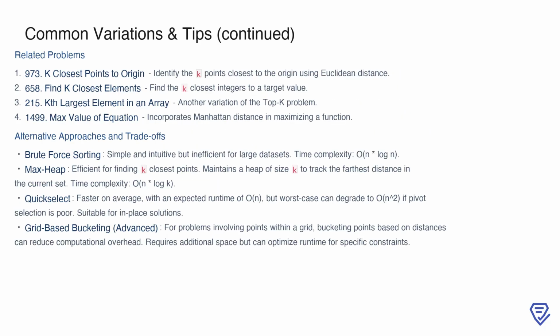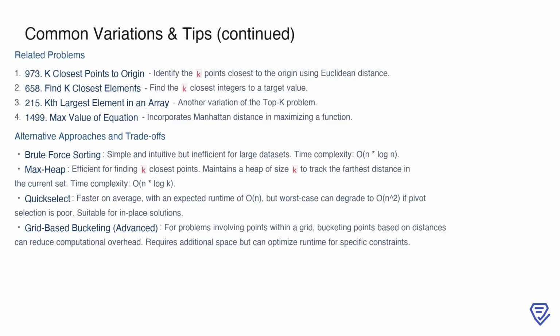This problem shares similarities with other well-known LeetCode problems. For example, in problem 973, k closest points to origin, you identify the k points nearest to the origin using Euclidean distance. Problem 658, find k closest elements, focuses on finding the k integers closest to a target value, while problem 215, kth largest element in an array, is another variation of the top k problem. Additionally, problem 1499, max value of equation, incorporates Manhattan distance in maximizing a function.